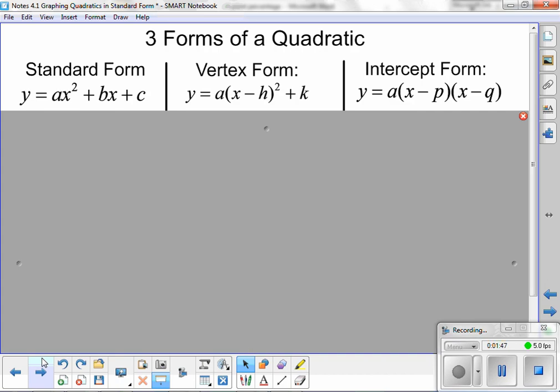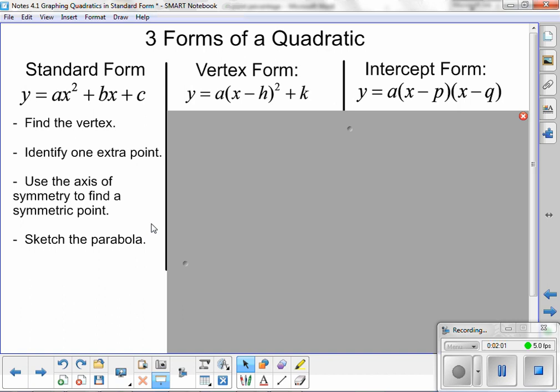All right, parent graph, we went over that. Standard form looks like this, vertex form looks like this, intercept form looks like this. We're focusing on this one. We went over a little bit about why these two are helpful also, but let's focus on this one. So the steps that we're going to be taking here are we're going to find the vertex. After that, we're going to identify 1 extra point, use the axis of symmetry to find a symmetric point, and then sketch the parabola.